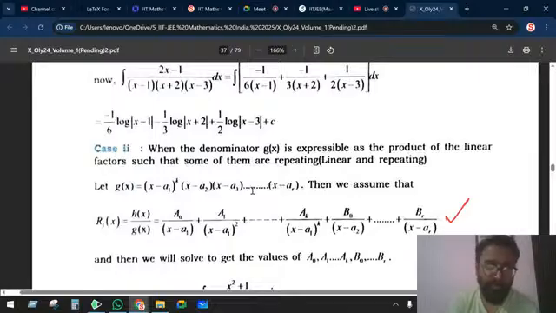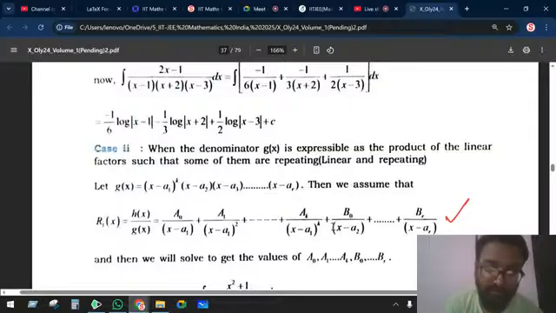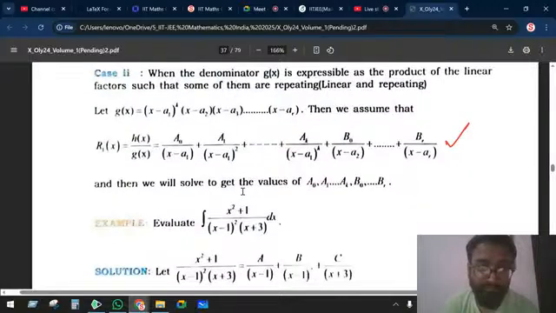But now, if it is something like (x minus a) whole power k, you have to take one term with x minus a1, plus a second term with (x minus a1) whole square, up to k. All are factors. You have to take them with the squares and then the simple factors. If anything else is repeated, you have to take it in a similar way. Is it clear? Yes, sir.